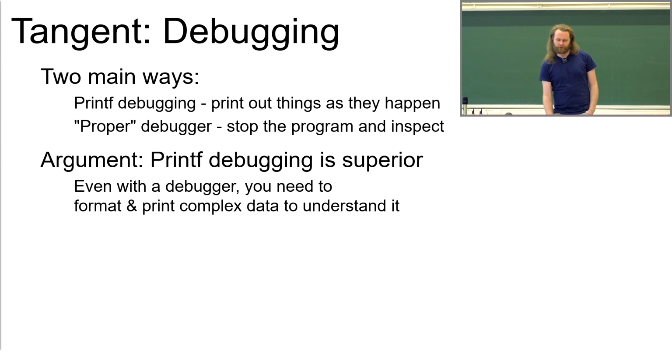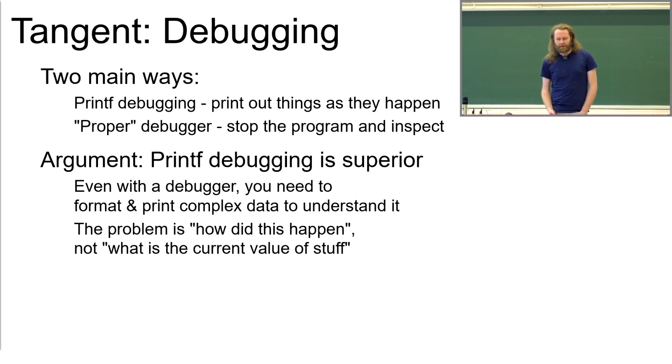So here's the first argument. It's not that interesting, but it's worth noticing that even if you have a debugger, the thing you're trying to test is that you have some data that you're sending in and some data that you're sending out. And the data is just bits and bytes, and you can't interpret bits and bytes, so you need to format it anyway. And if you need to format it, you need to use printf, so you're back at square one. You need to use printf anyway, even if you're using a debugger. So not a super interesting argument, but it's there.